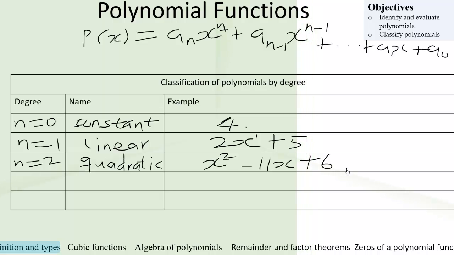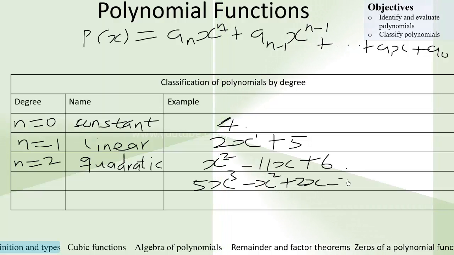Then we also have another example here. Let's say we have 5x cubed minus x squared plus 2x minus 3. So this also has a degree of 3. So n is equal to 3. So we call this one a cubic polynomial.